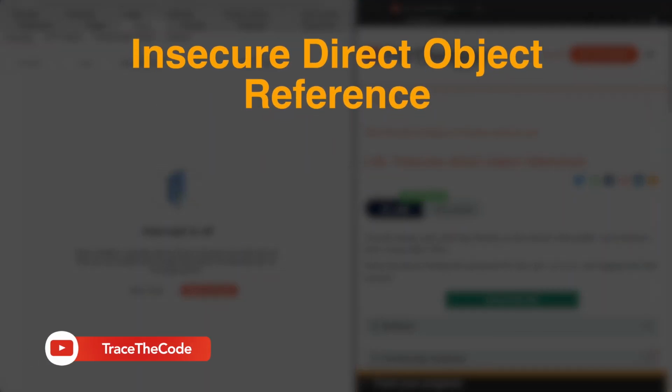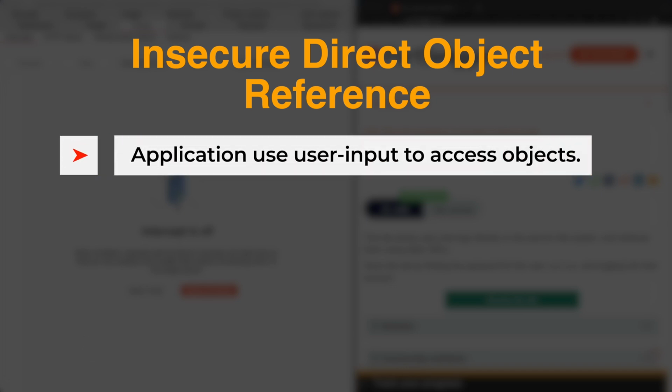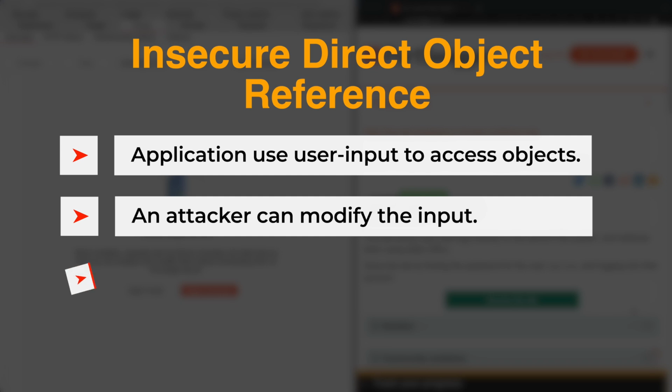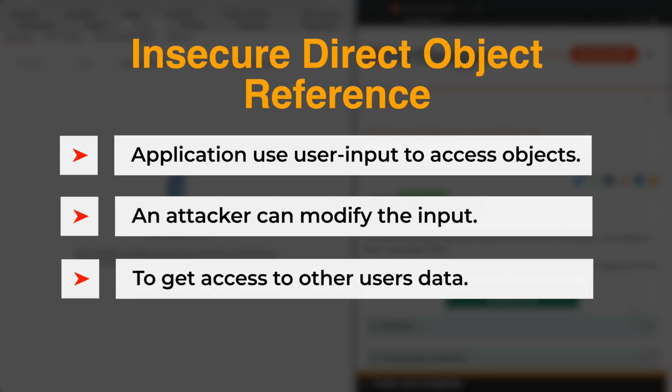Insecure direct object references are a subcategory of access control vulnerabilities. If a web application uses user controllable input to directly access objects such as resources or functions, then an attacker can modify the input to get unauthorized access to the other user's data. During this video, we look at this scenario in action.